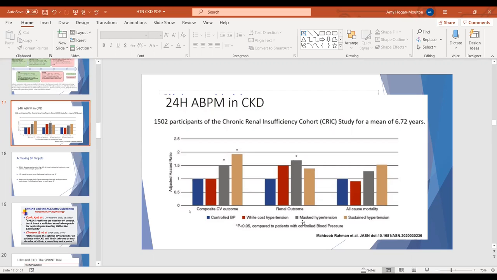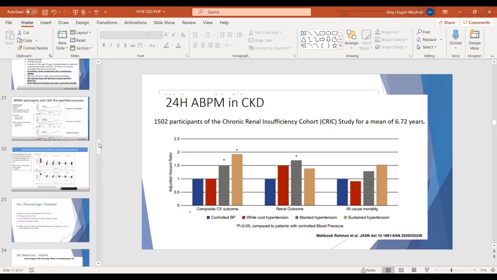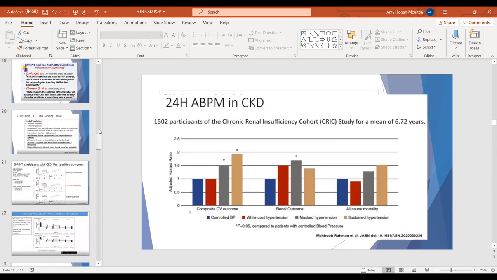On the masked hypertension person, in the cardiac world it was a little bit worse, but in the renal world it was definitely worse. And then in the sustained hypertension person, clearly in the cardiac world there were more cardiac outcome problems than renal. But still, this masked hypertension issue is kind of important in the renal division. And however you say it, with higher blood pressure, all-cause mortality was higher. Oh, I'm sorry.